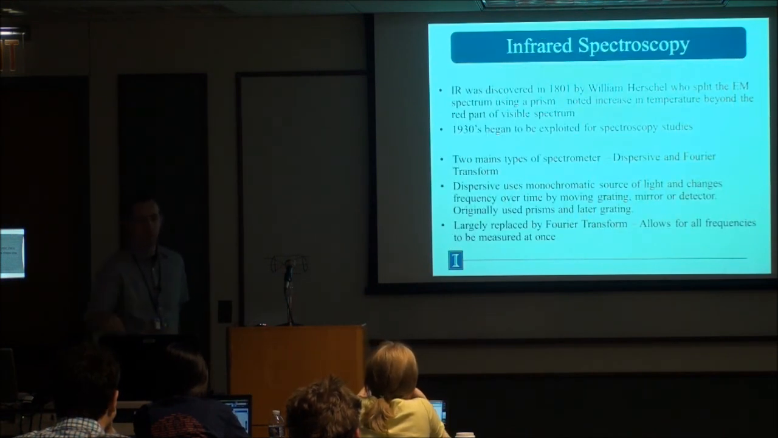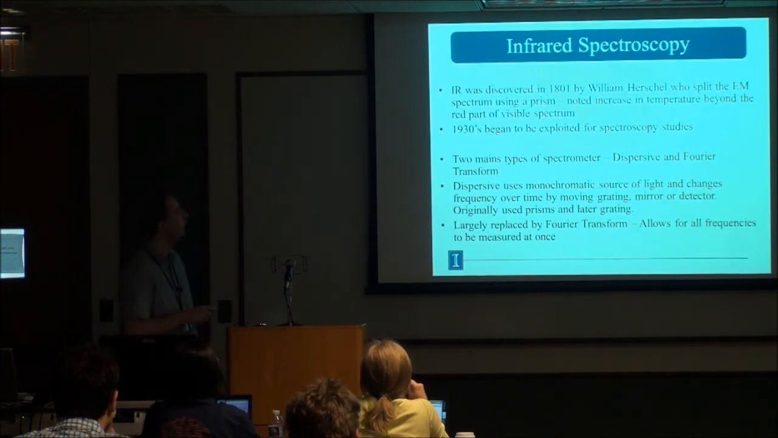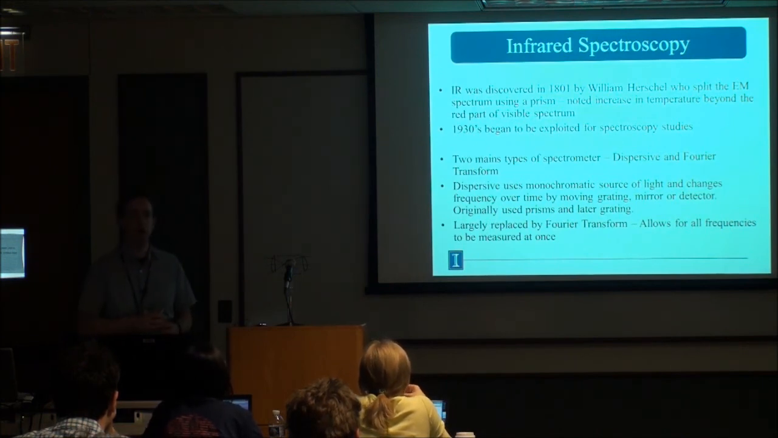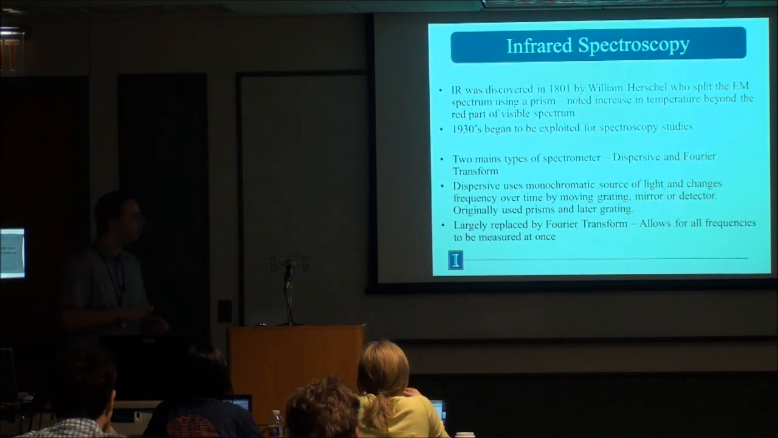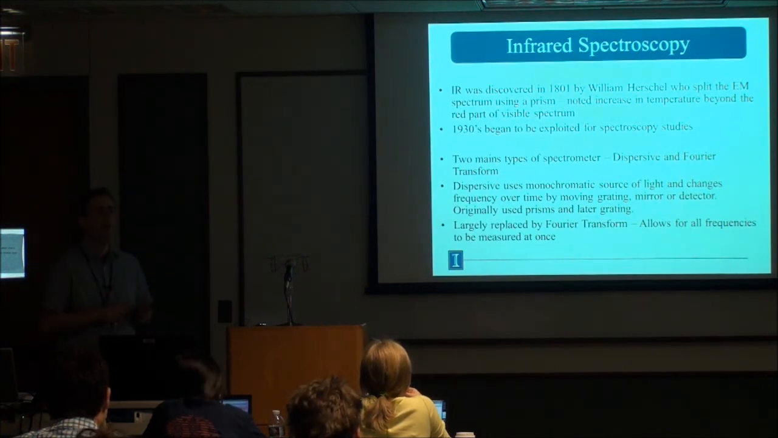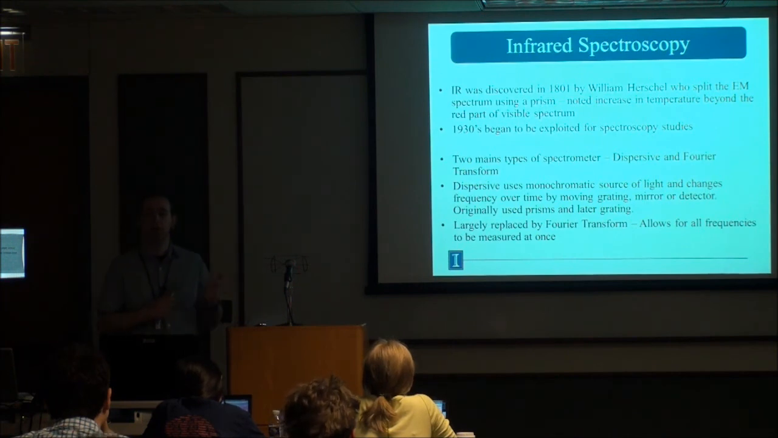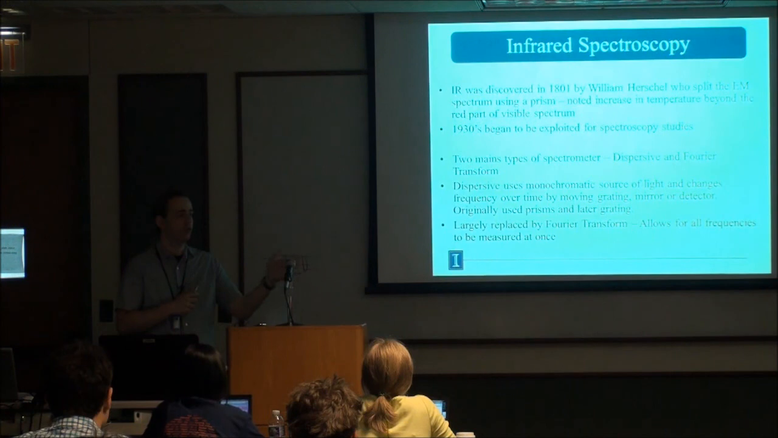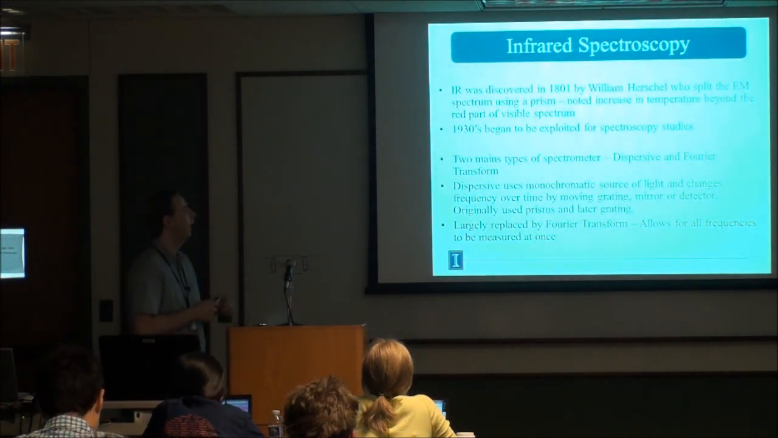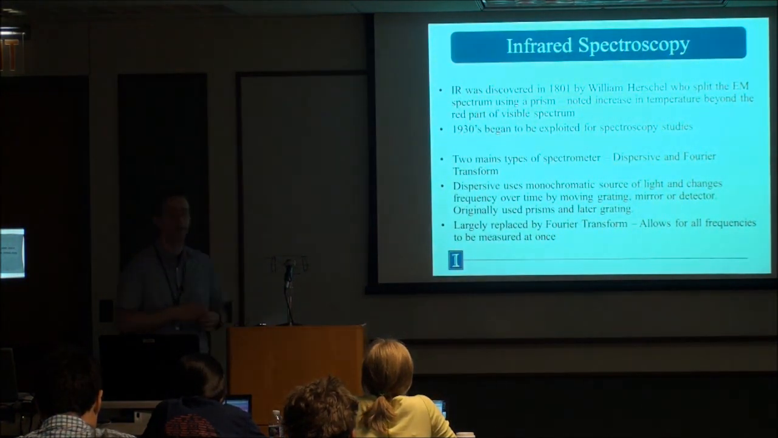Okay, so this is the boring part. Infrared was discovered in 1801 by William Herschel. He noted there was an increase in temperature past the red part of the visible spectrum. And it was later on that this then started to be used for spectroscopic studies. There are generally 2 types of spectrometer. There is a dispersive spectrometer, which is a monochromatic source of infrared, and you can vary this. You can basically scan across the frequencies of the infrared. This can be done with a prism or later advances in grating.